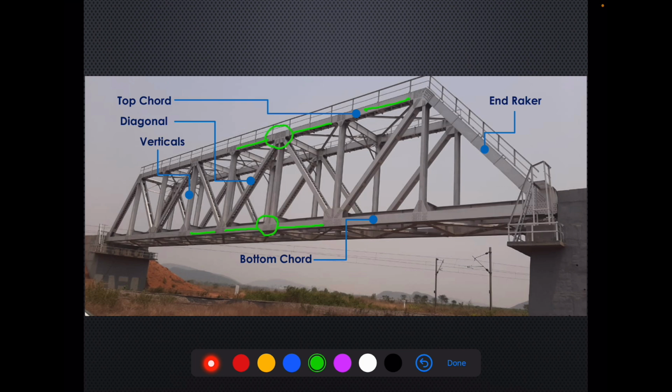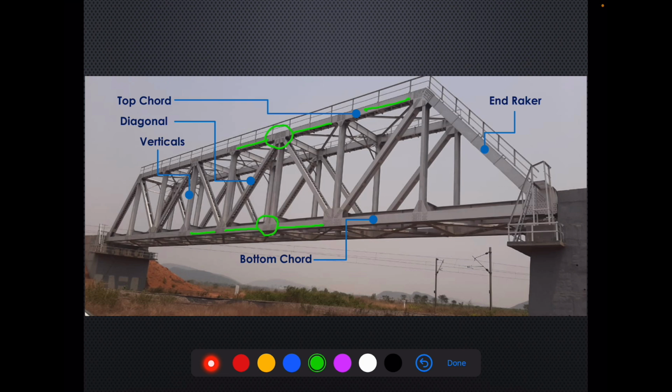So it's not like the entire top chord or entire bottom chord is fabricated in one piece. Basically, the sections of the bottom chord and the top chord are fabricated in parts and then assembled with the help of bolts at site.